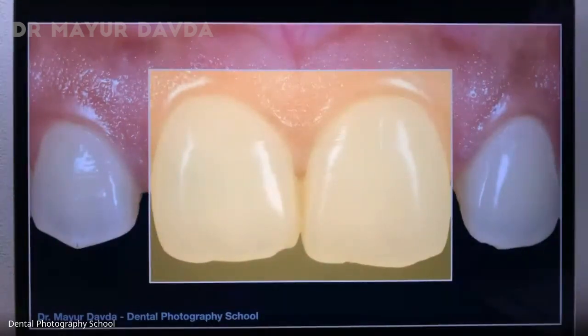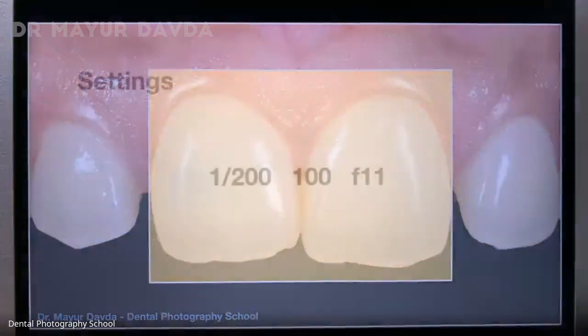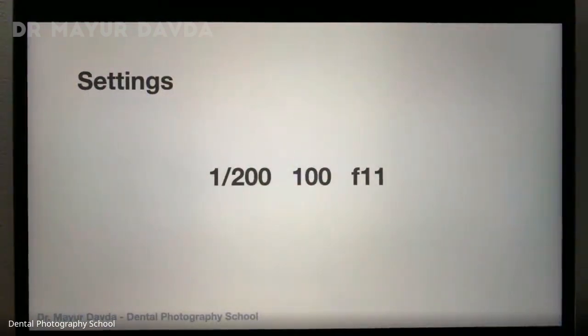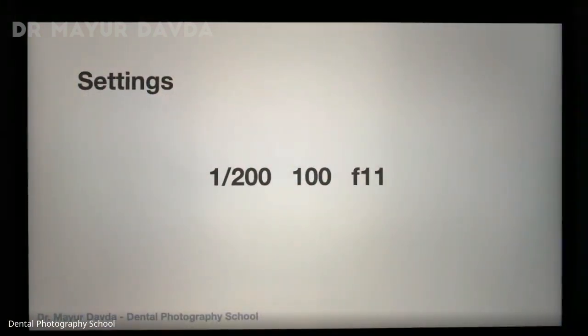I'm hopeful that you don't have any questions on equipment so far. So we finished equipment and now we consider our settings. I basically use my camera on two settings only. One setting is for extraoral photography and the other setting is for intraoral photography.